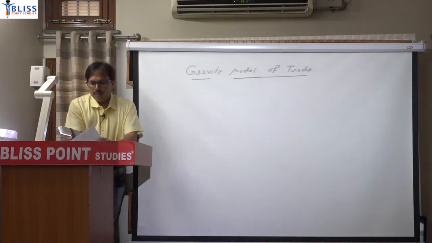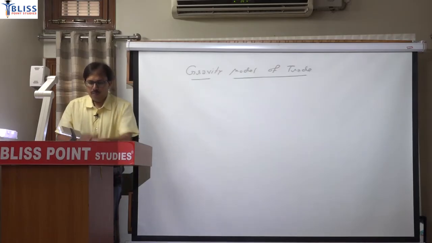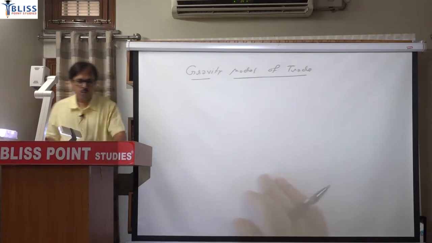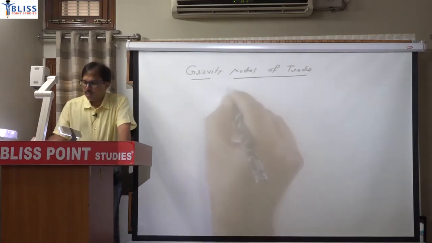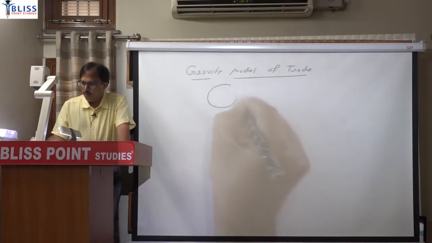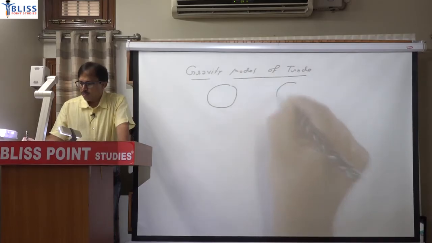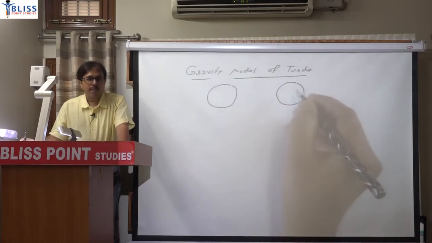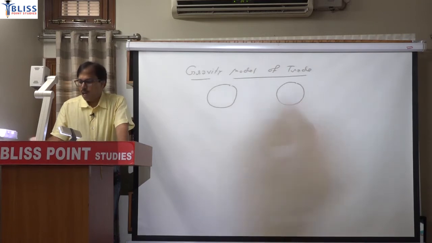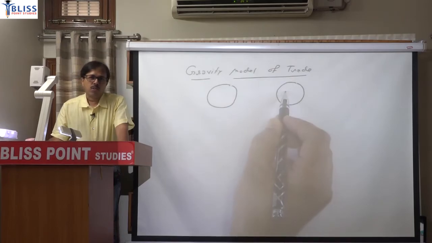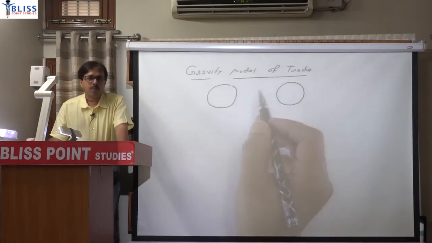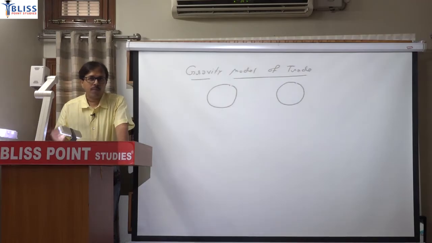Okay, the idea of the gravity model is obviously derived from the law of gravity. It basically says that if there is trade between two countries, then the volume of trade depends upon two things: one, how much is the distance between these two countries, and two, the size of these two countries, size in terms of GDP. That is the volume of trade between two countries.